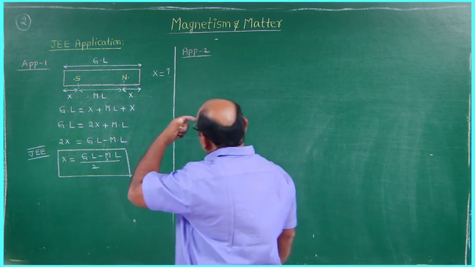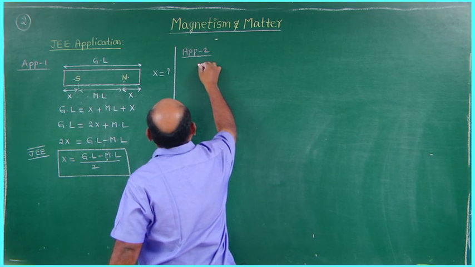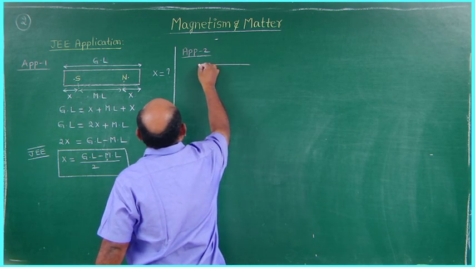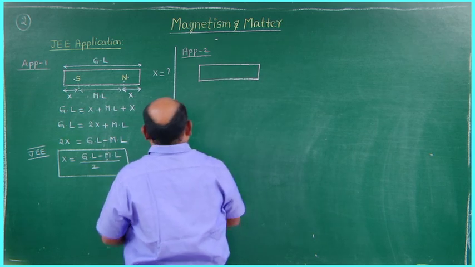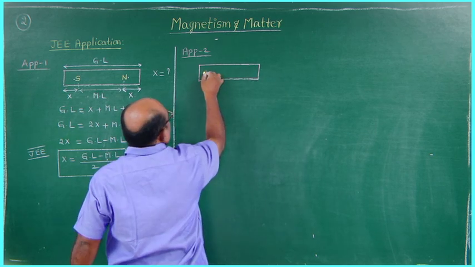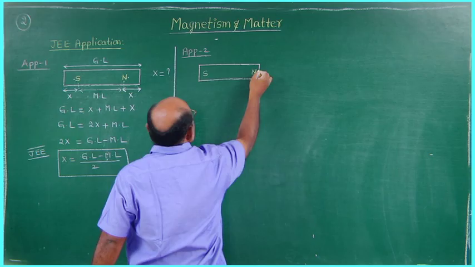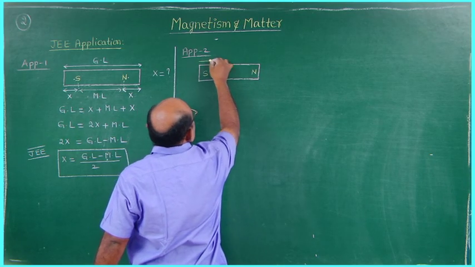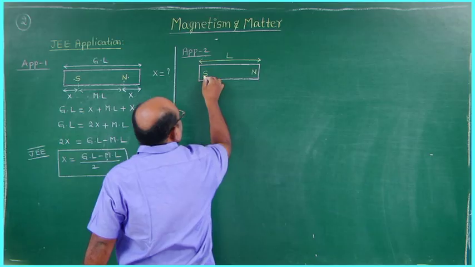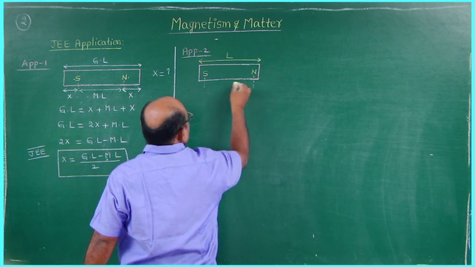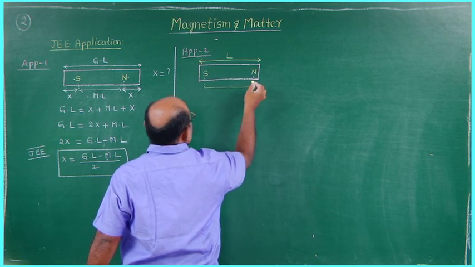Application 2. In application 2, this is the bar magnet. This is the south pole and north pole. Actually, this is the total length of the magnet, they have given L. This is the magnetic length 2L.